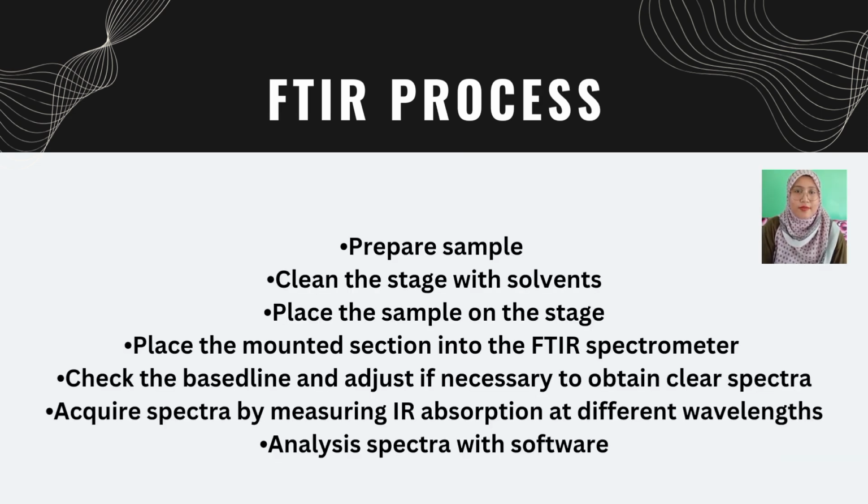FTIR process: first, prepare the sample, clean the stage with solvent, place the sample on the stage, and place the mounted section into the FTIR spectrometer. Check the baseline and adjust if necessary to obtain clear spectra, obtaining accurate spectra by measuring IR absorption at different wavelengths. Analyze the spectra with software.